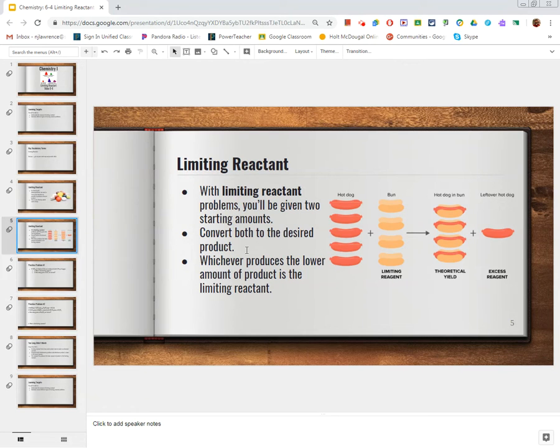So again, all we're going to do here is convert both of our reactants to the desired product. And then whichever reactant produces less product, we're going to identify as our limiting reactant. The only thing that really trips kids up here is having to do 2 stoichiometry problems at once, which makes people a little nervous. But keep the big picture in mind. All we're doing is 2 conversion problems, and we're predicting one product from 2 starting points. And then whoever produces the lesser amount of product, we identify as our limiting reactant.